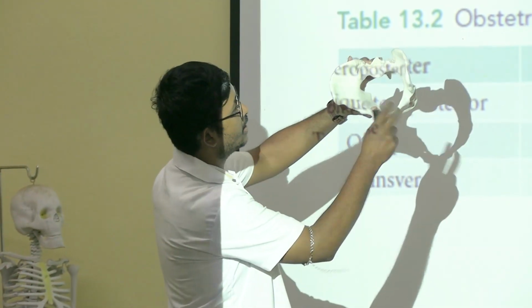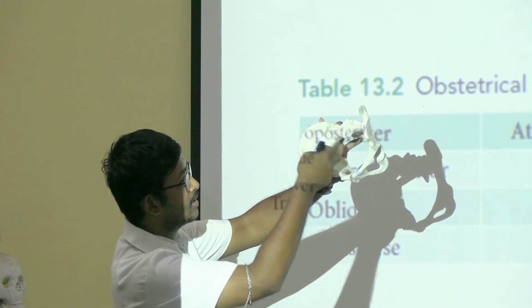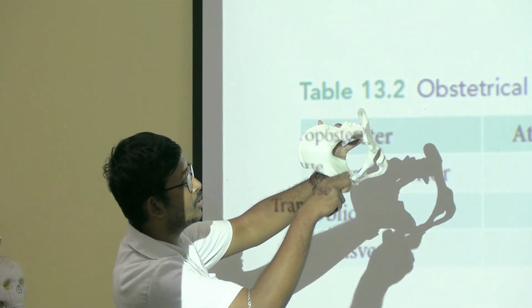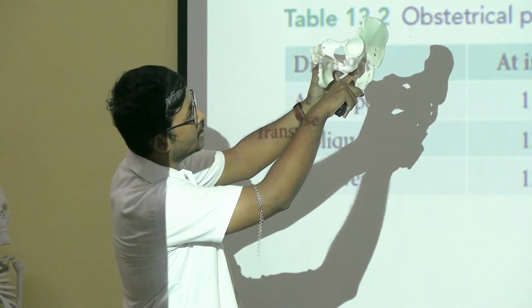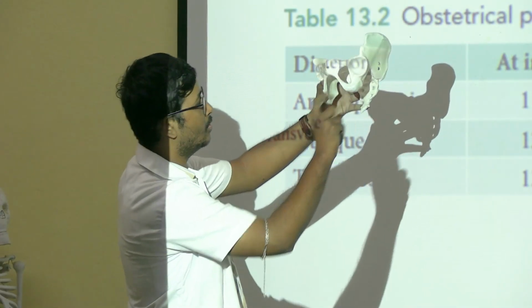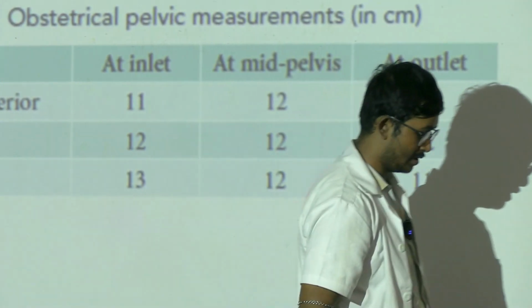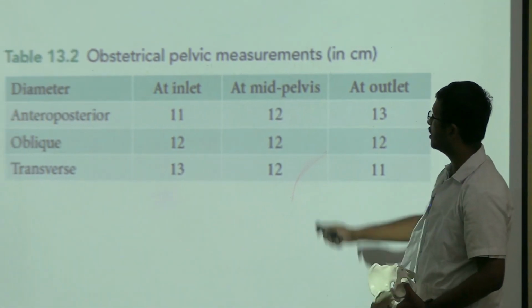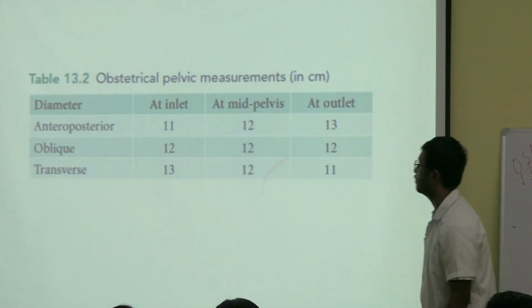Here also you can see this antero-posterior diameter, the sacral promontory comes forward, so the antero-posterior diameter gets reduced. But once it crosses, you can see there is a curve which is increasing your antero-posterior diameter. So that is why on the outlet level the antero-posterior diameter is longer. Similarly, there are various measurements for your oblique as well as transverse diameter which you need to memorize.